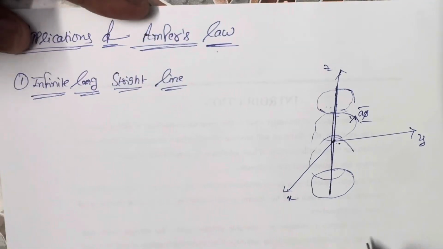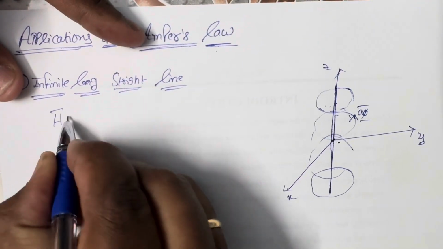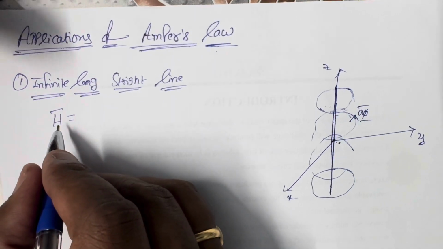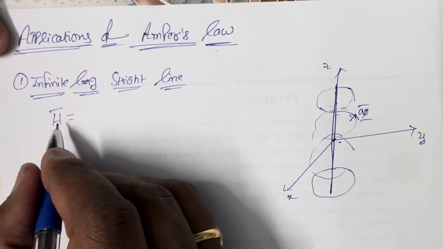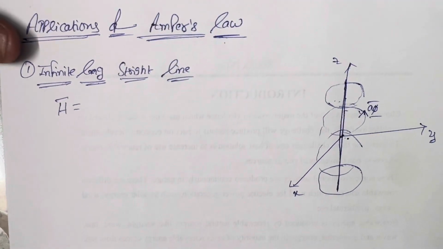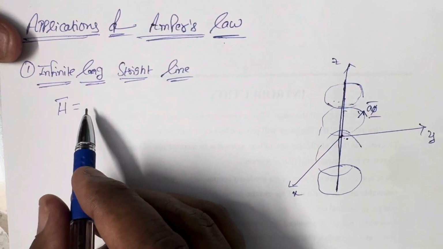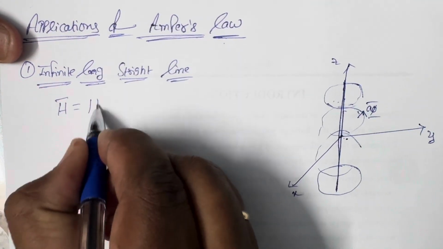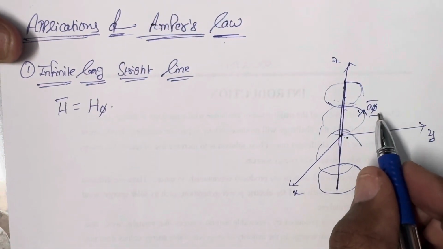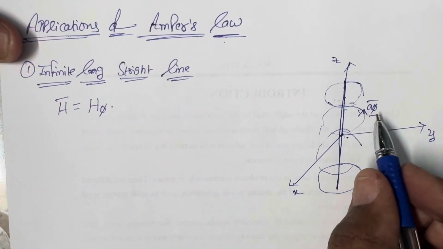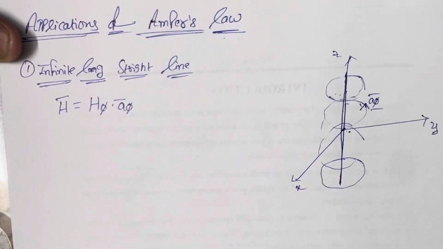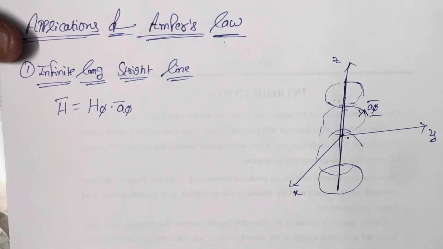Then H bar can be written as, H bar is a vector. So we know that the basic existence of a vector can be represented as a magnitude and a direction. H bar can be represented with its magnitude as well as a direction. So I'm assuming its magnitude is H phi, and the direction is already represented here. I assumed that it flows in the phi direction, so it is a phi bar.